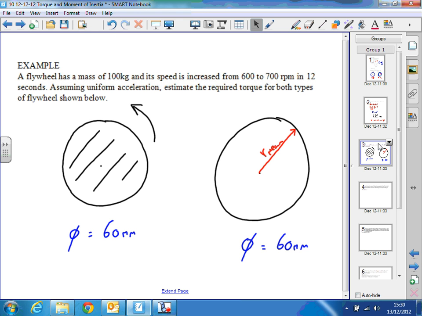So the first thing to do is to find out what the moment of inertia is for each of those flywheels. So if I could ask you just to do that. Find the moment of inertia, which we did for the last question. And then once we've got the moment of inertia, we can find the torque. But we'll look at that together in a moment.